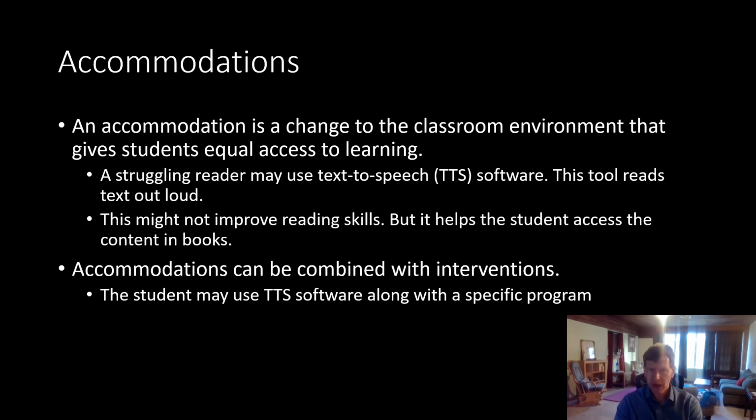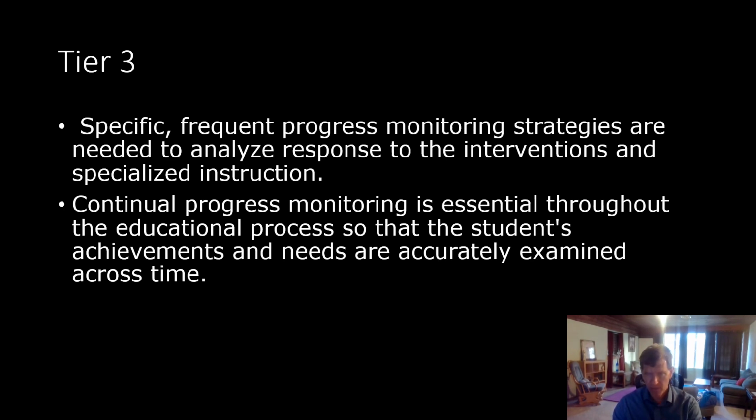So a struggling reader may use, for instance, text-to-speech software. This tool will read text aloud. This might not improve reading skills, but does help the student access the content in the book. Accommodations can be combined with interventions. In Tier 3, there is specific and very frequent progress monitoring that takes place to analyze whether the intervention is being effective or not.